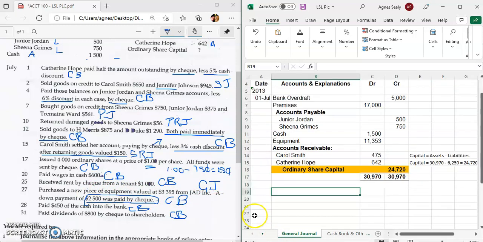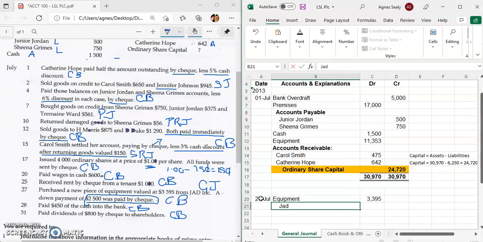So here we go, and that is on the 27th of July. We are going to debit equipment for $3,395, and we're going to credit JAD Inc. for $3,395 to show the purchase of this equipment. So this is, if you had to do a narrative, it would be bought equipment on credit.